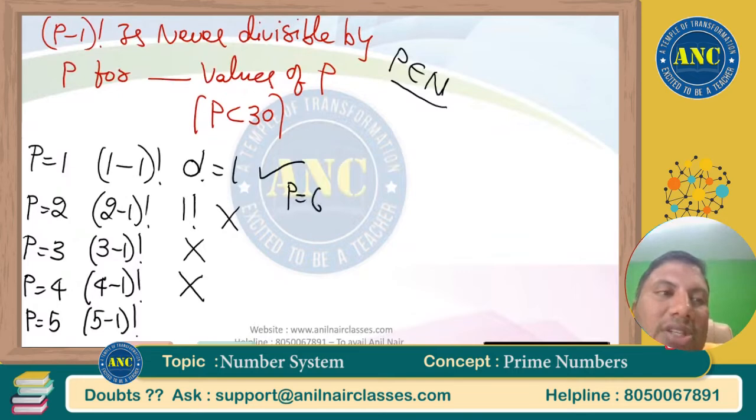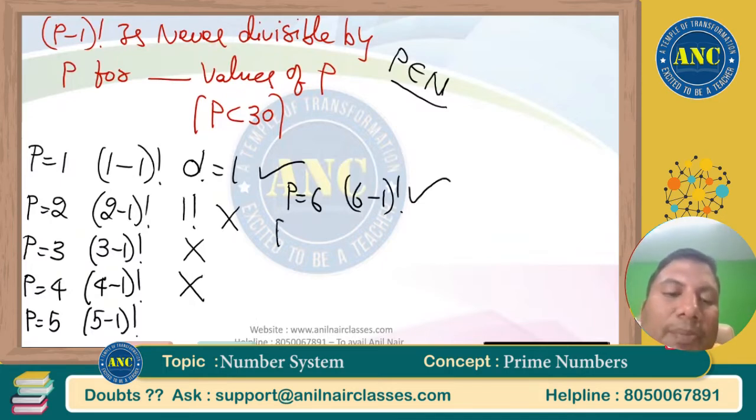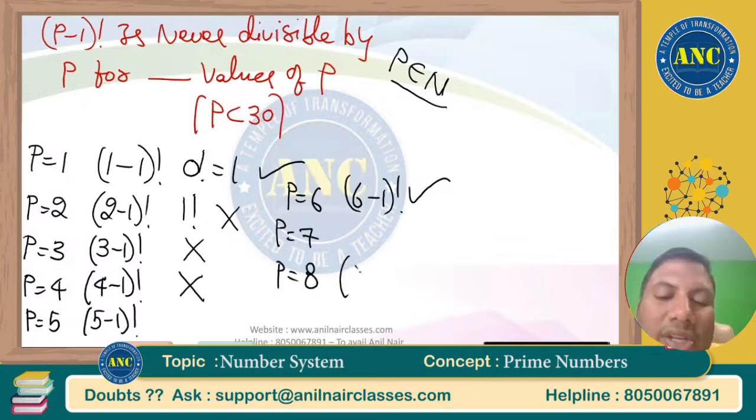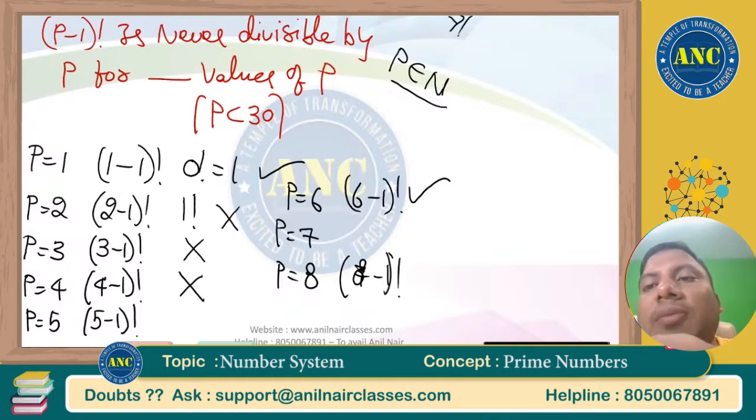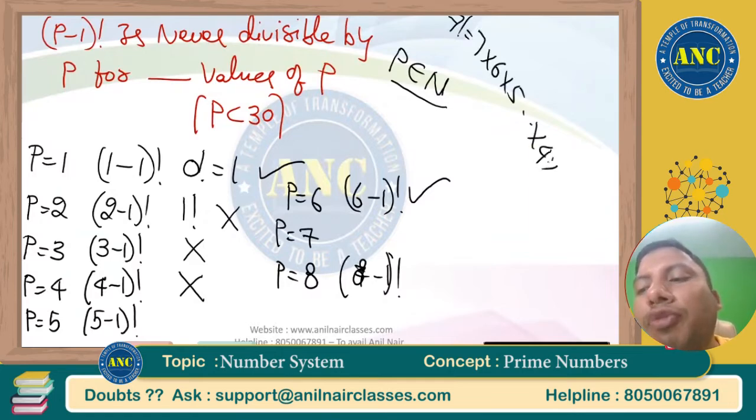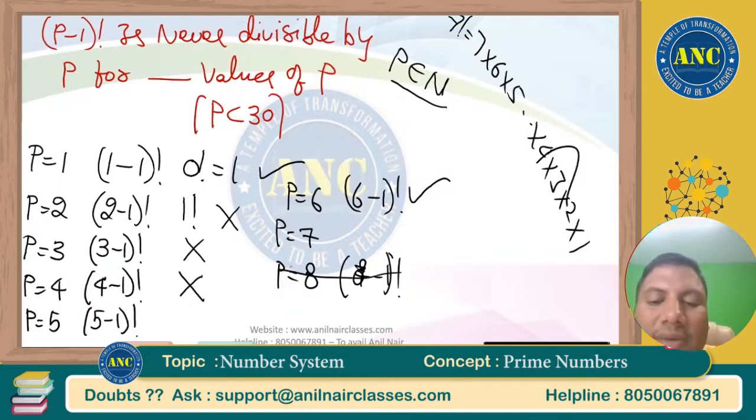If P is 6, 6 minus 1 factorial, 5 factorial, 120 divisible by 6. If P is 7, 8, we will stop it here because I want to derive. 8 minus 1, 7 factorial. 7 factorial is nothing but 7 into 6 into 5 and so on up to 4 into 3 into 2 into 1. It is divisible by 8.